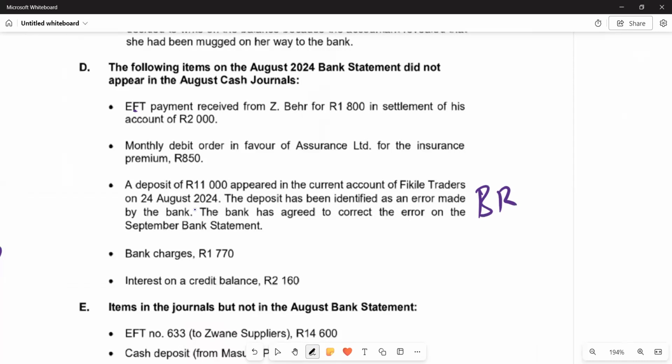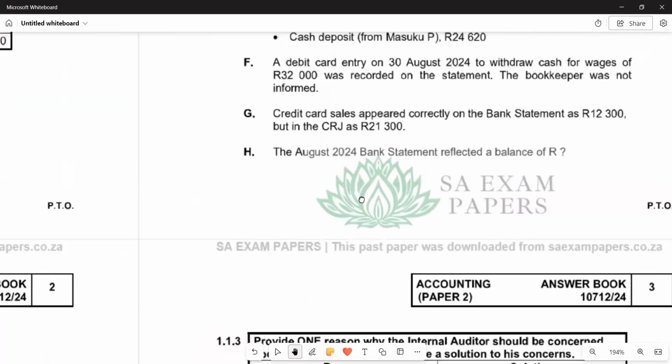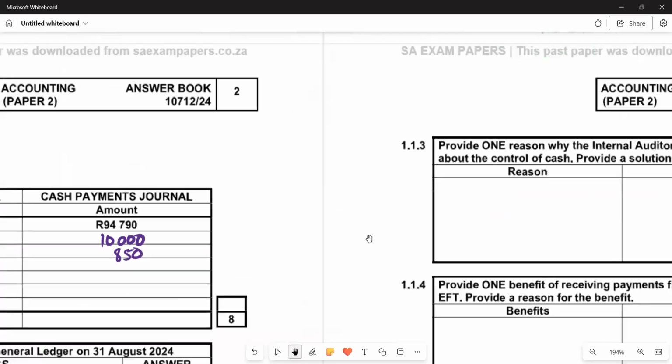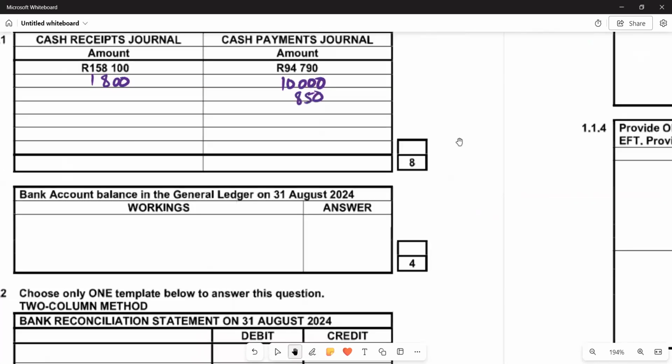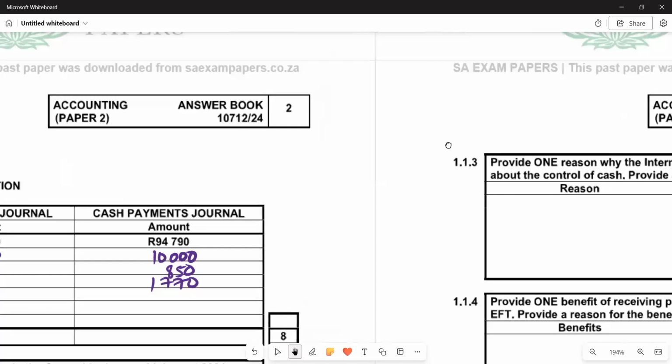Then we've got bank charges 1,770. Obviously, bank charges won't reflect in our journals. They will be on the bank statement. You can only get to know about the bank charges whenever we get hold of the bank statement. So we need to put these bank charges. It's a payment. We go to the cash payment journal and put 1,770. So we go down. We just adjust that one. So we're saying 1,770. And then we go to the next one.